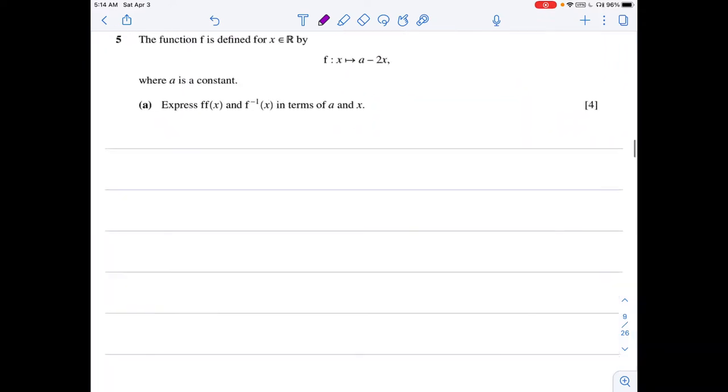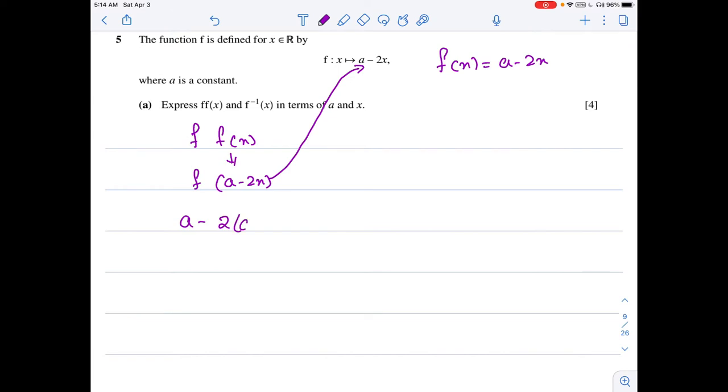Coming to question number 5. A function f of x is equal to a minus 2x. What is it telling? Find f of f of x. So f of x is a minus 2x. So plug in a minus 2x in this equation once again. So it becomes a minus 2 times (a minus 2x). So it becomes a minus 2a plus 4x. So it becomes 4x minus a.